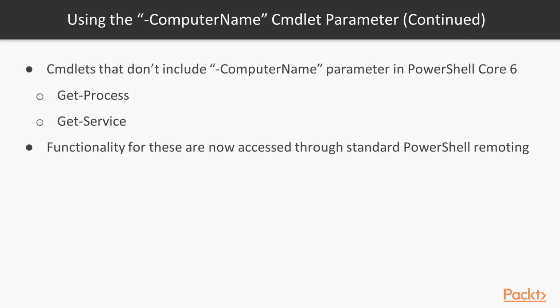Now, there are a couple of omissions in PowerShell Core 6 that were especially noticeable because they've been there for so long in previous versions of Windows PowerShell. Get-Process and Get-Service both used to have a ComputerName parameter, and they no longer have that parameter. So if you are still in Windows PowerShell, you can still use Get-Process -ComputerName and get processes from a remote computer.